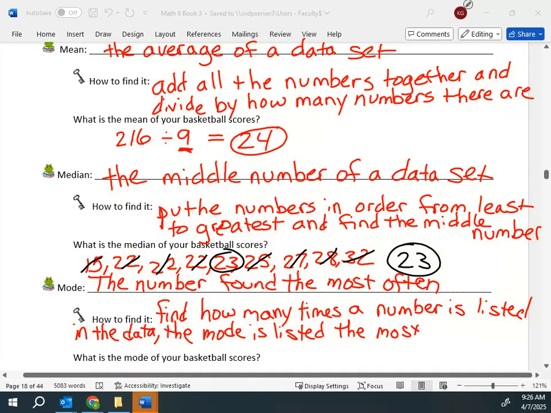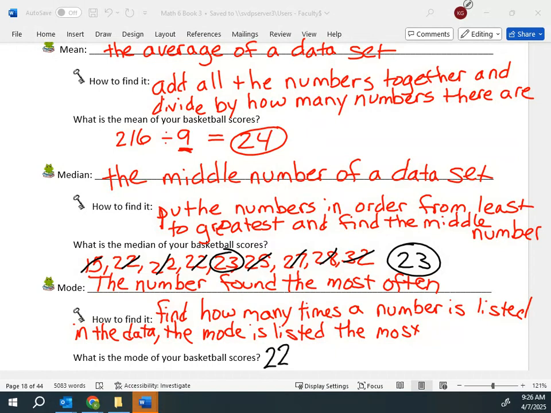So I didn't scroll up, even though it's a little bit harder to read the definition down low. I didn't scroll up because I wanted my number list still on there. So the mode is the number found the most often. How we find it is you find how many times the number is listed in the data. The mode is listed the most. So looking at our data that we put in order for our median, which one do we see the most of? Maddie? 22.